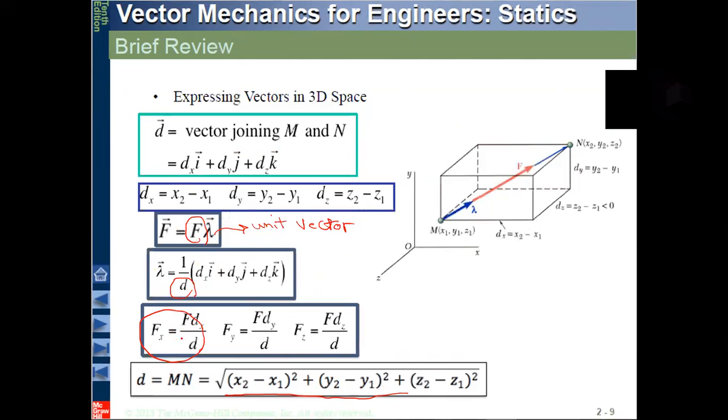And when you get the unit vector lambda, then you can calculate the components of this vector in each of the directions. If you multiply lambda by F, then you're going to have F dx over d in the x direction, and the prefactor for the i vector, and Fy is F dy over d, and Fz is F dz over d.